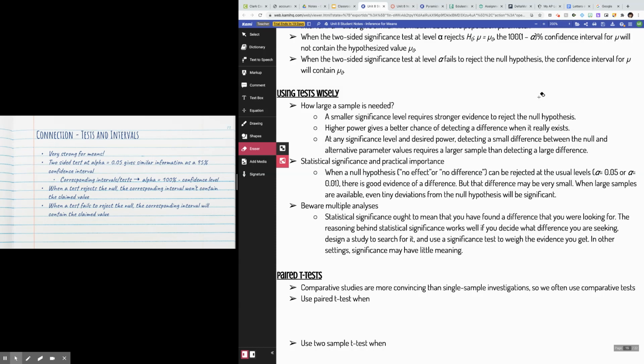Another thing that goes into that is this idea of statistical significance versus practical importance, which we have talked about a little bit, and I had you explore in some of the discussion questions in the last unit.